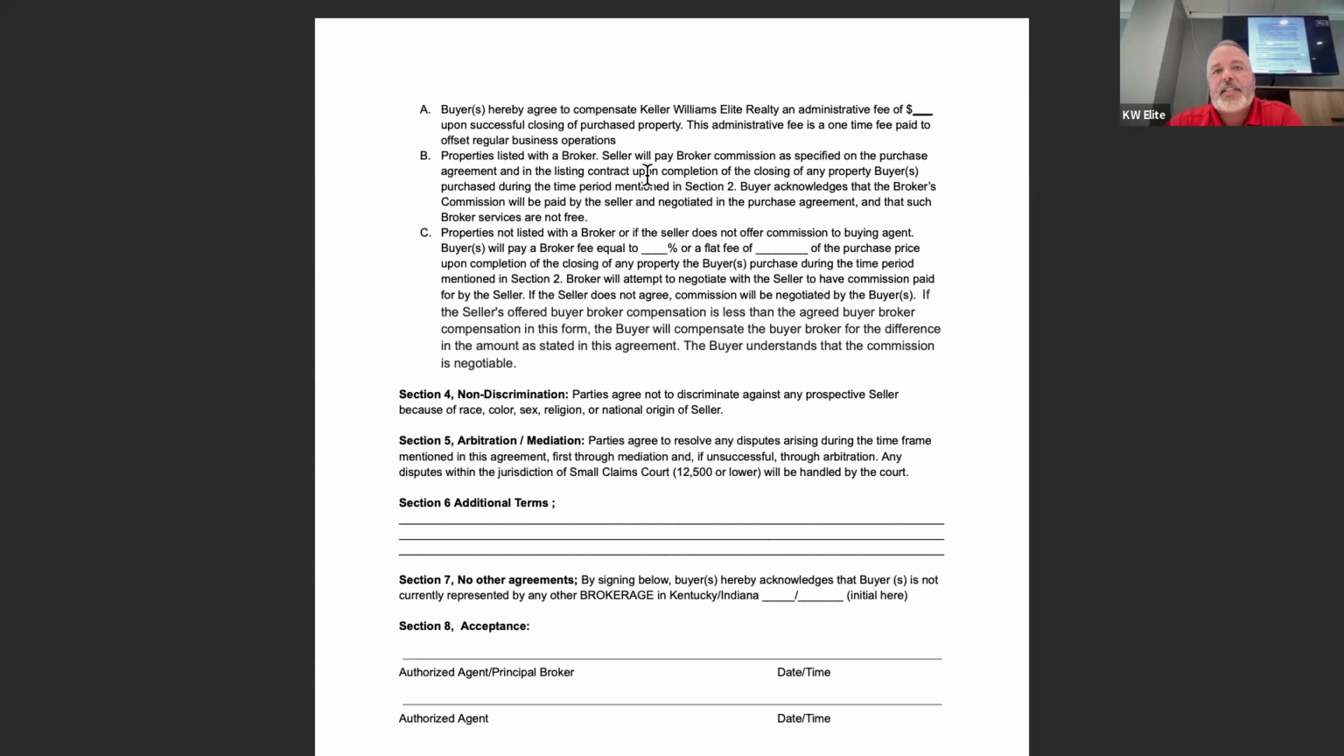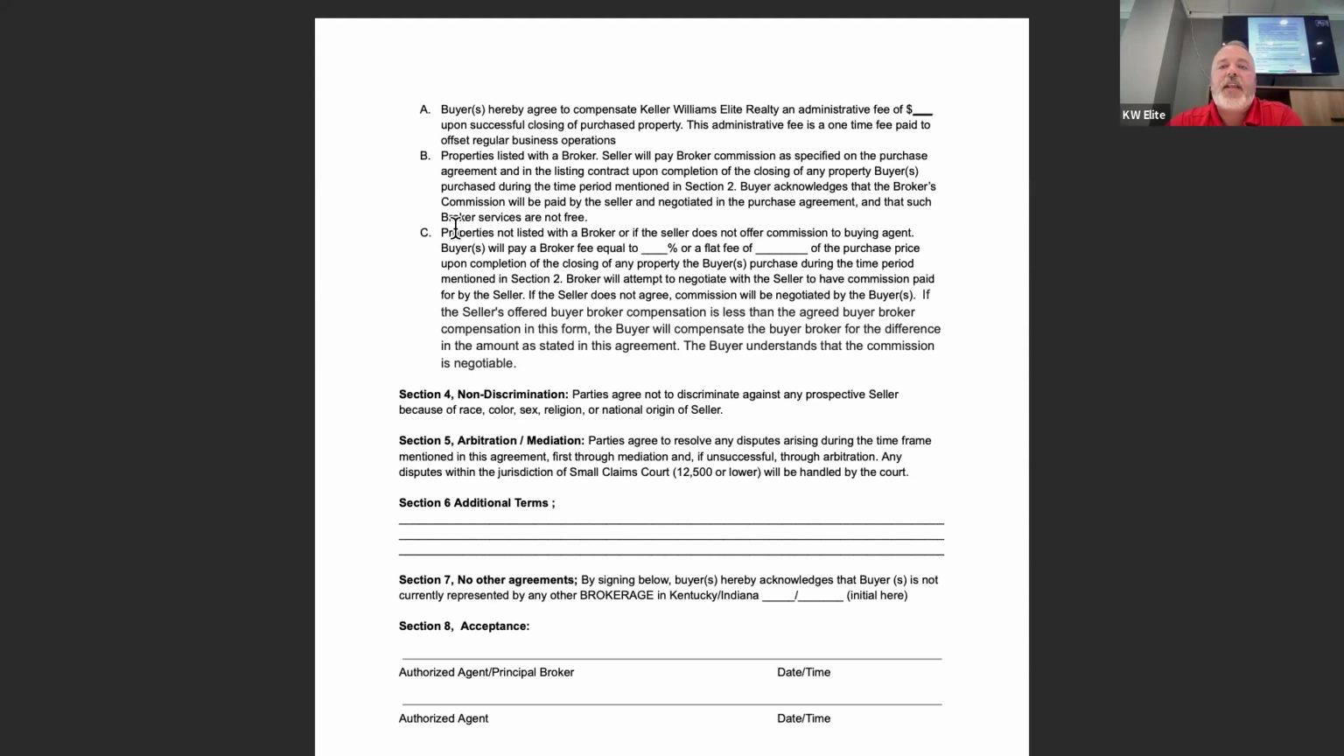Properties listed with the broker, it says seller will pay a commission as specified on the purchase agreement and in the listing contract upon completion of buying any property. So this is why we want you to put it in the purchase agreement, because this purchase agreement supersedes everything else. So that's why we're asking you to put the line in, seller to pay buyer's broker 3% of the sales price, or whatever percentage that you end up using.